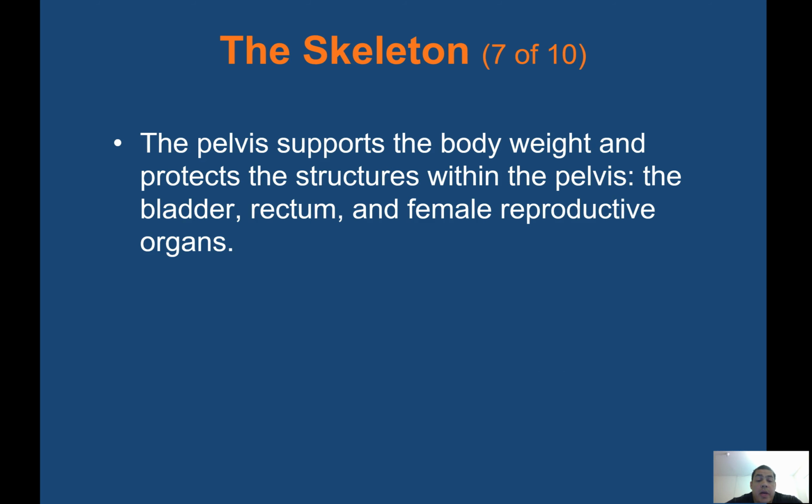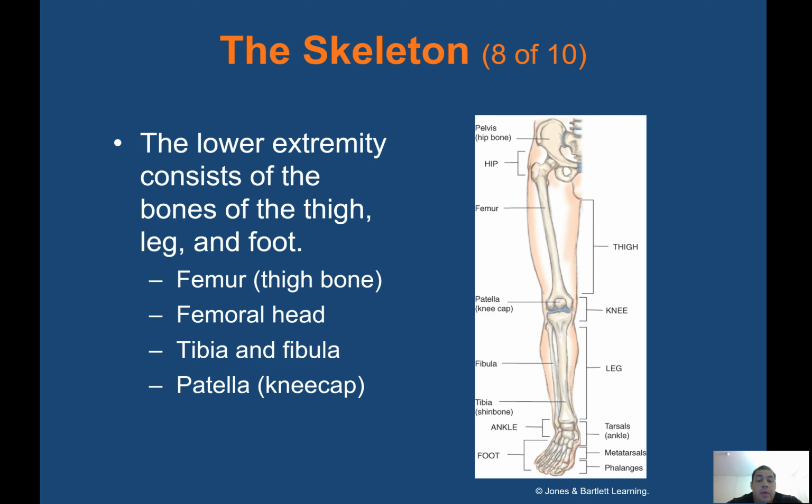The pelvis supports the body weight and protects the structures within the pelvis: the bladder, rectum, and female reproductive organs. The lower extremity consists of the bones of the thigh, leg, and foot: femur, thigh bone, femoral head, tibia and fibula, patella, kneecap. So femur, remember how we fix a broken femur fracture. Then you get your patella, your kneecap, and then your fibula and your tibia, or your shin bone.